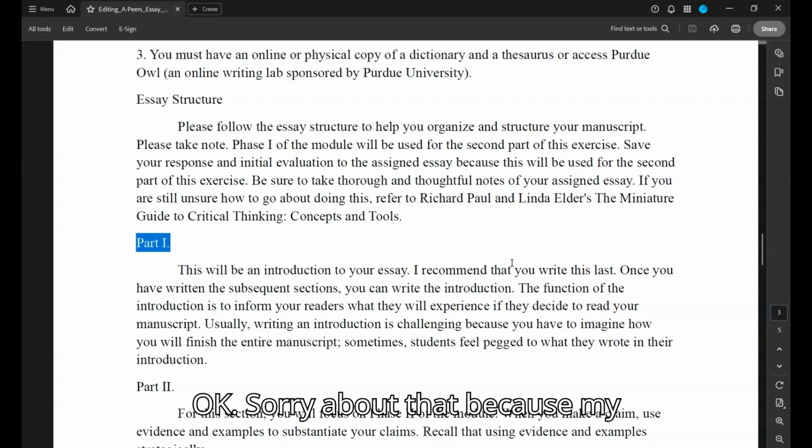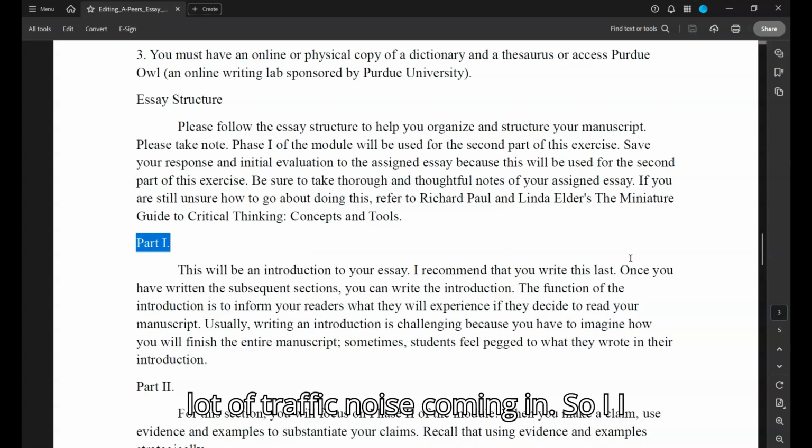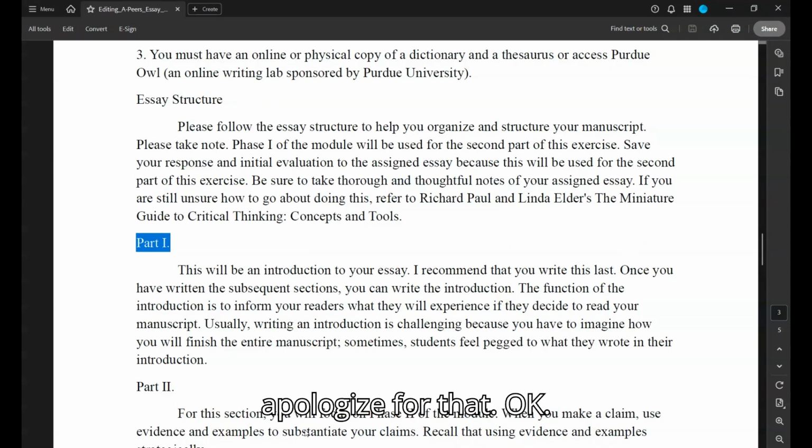Sorry about that. My window faces the main street and I get a lot of traffic noise coming in, so I apologize for that.